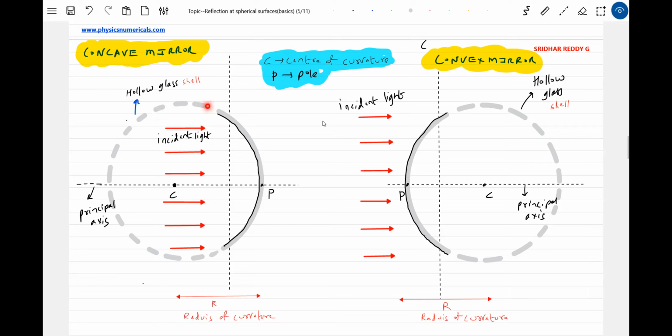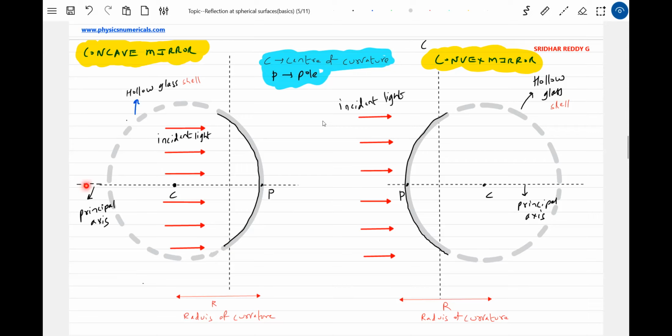I'll take a thin hollow glass shell and cut it here. Then this inner surface will be available for reflection. Therefore, I'll call this a concave mirror.